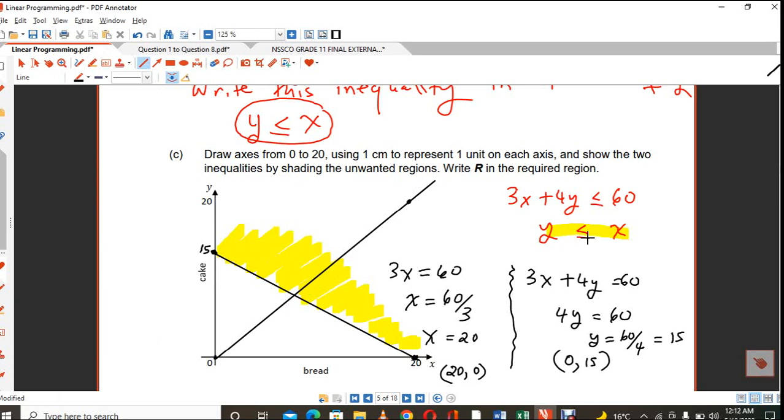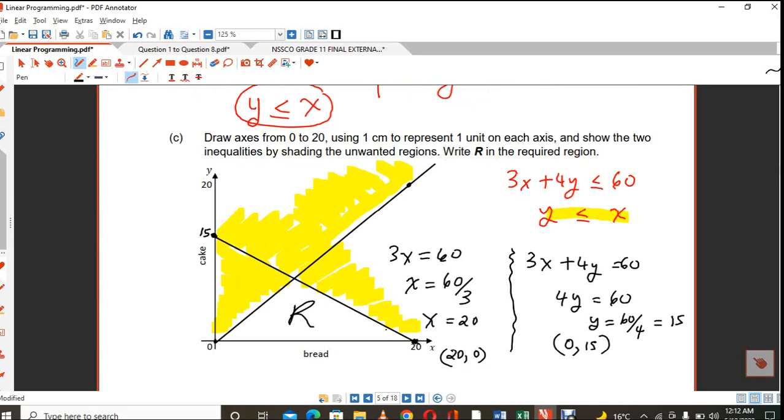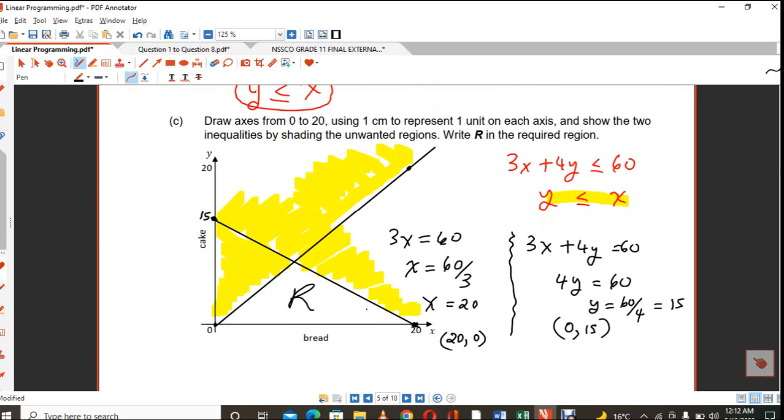So the reason I said you must change it around is because now it says y is less than. So what is truth is below, so you are supposed to shade what is above the line. So our shading will mean we will be shading all of that stuff above the line. And once we are done, they ask us to write R there in the required region. So that's what we're going to do in our question that deals with graph.